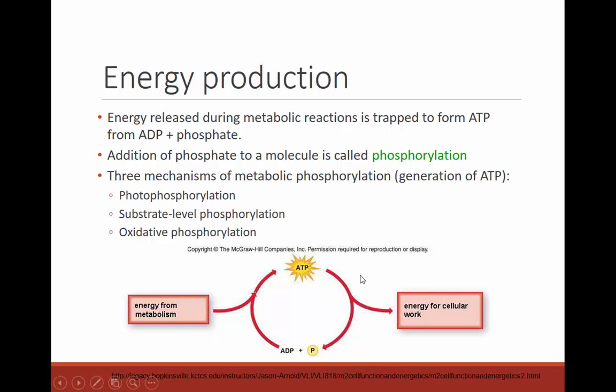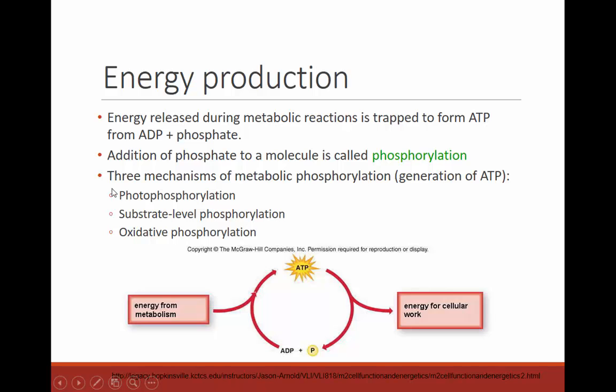So usually if we've got ADP, adenosine diphosphate, if we add another phosphate, it goes to ATP, where it's storing energy. So that extra phosphate is what's used. But the addition of a phosphate group is known as phosphorylation. Okay, so that's just a bit of a term for you.